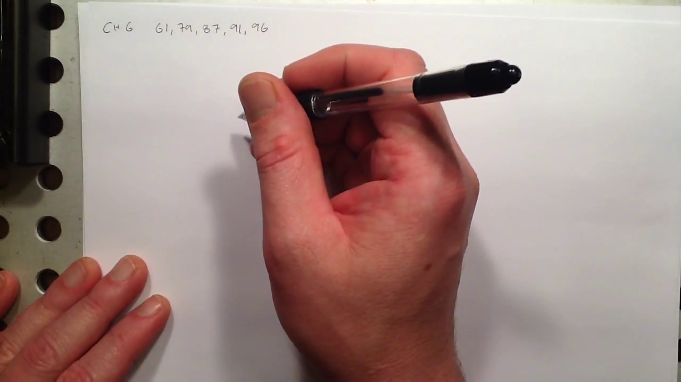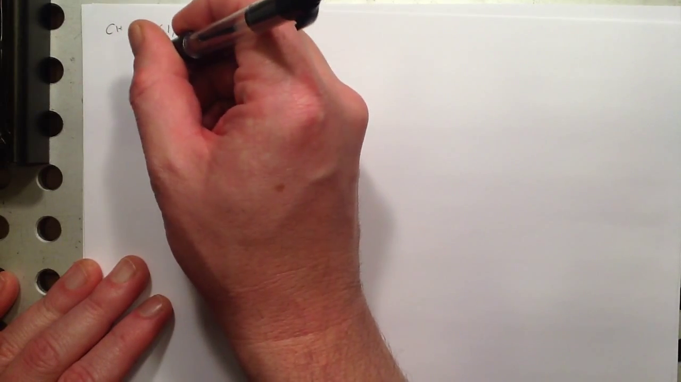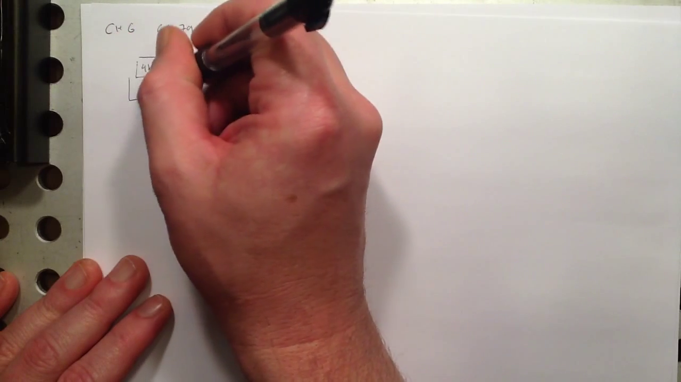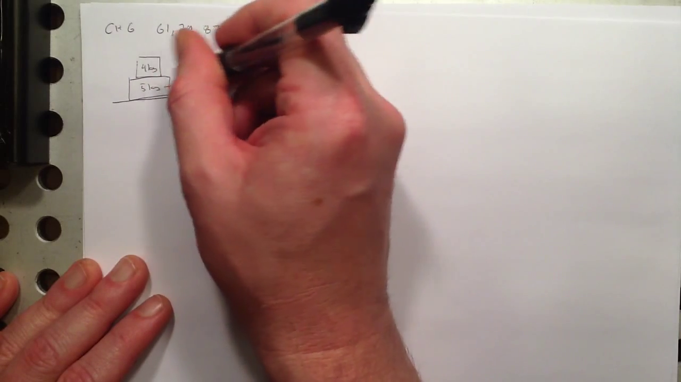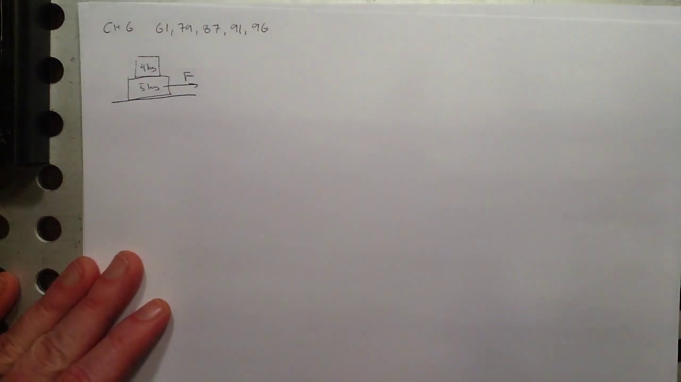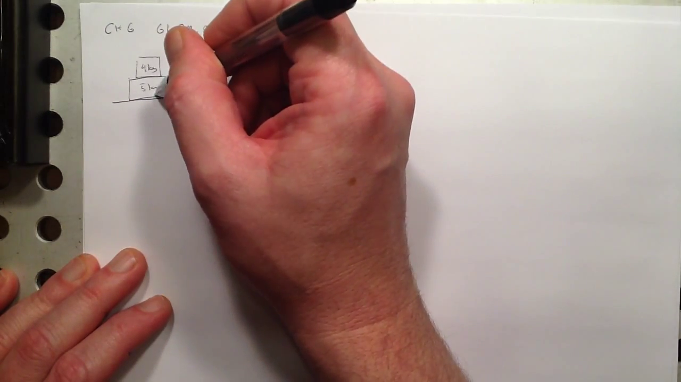We've got a block of mass m, 4 kilograms. It's on top of another block of mass 5 kilograms. And we got a force acting this way. To cause the top block to slip on the bottom one, while the bottom is held fixed, a horizontal force of at least 12 newtons must be applied to the top block.